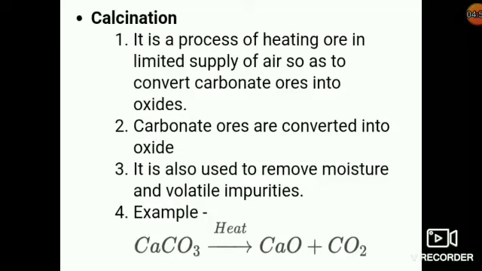Do remember one thing: in calcination, you are treating carbonate ore. In carbonate ore, oxygen is already there. So remember, in the calcination process you have to heat the ore in the absence of oxygen or in a very limited supply of air or oxygen. So these are the two methods of converting metal ore into the oxide, because it is easier to reduce the oxide than to reduce the sulfide and carbonate ore of the metal.